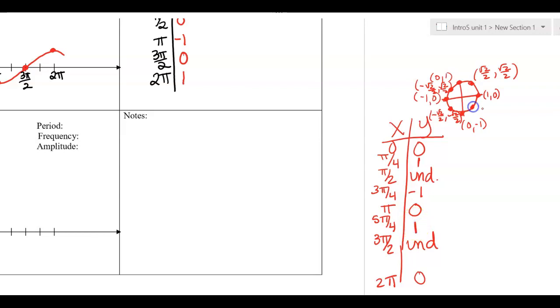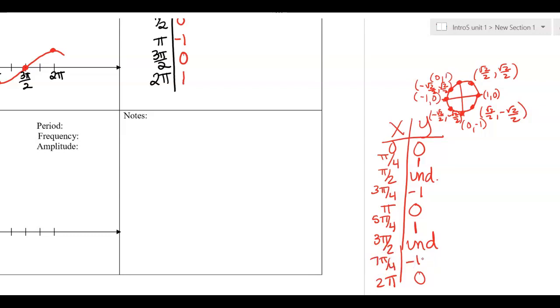Okay, and then lastly over here would be positive rad 2 over 2, negative rad 2 over 2. Okay. And what are we going to get when we divide this negative by that positive? -1, and that's at like 7 pi over 4.